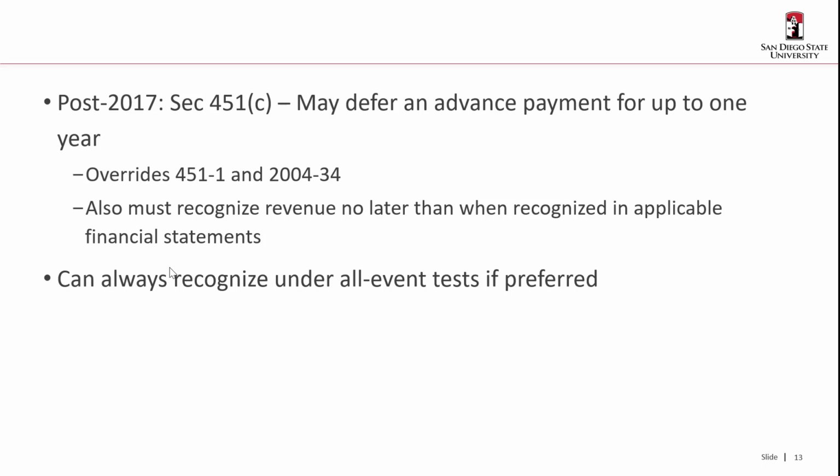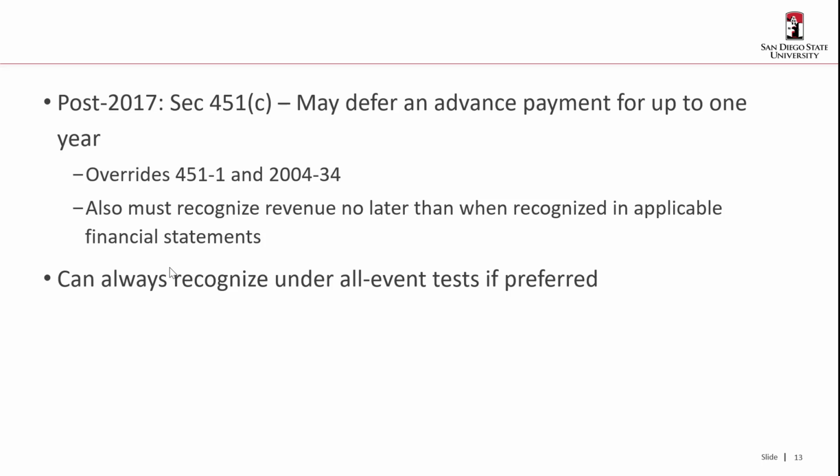And it said, look, if you receive an advance payment, which is a payment that you receive for income that's going to be earned in a later period, then you may now defer that income, but never any later than when it's recognized for books. So if you recognize it for books, you always have to recognize it for tax, but you can defer it for up to 1 year.